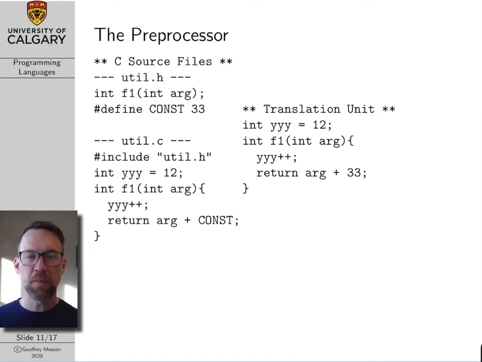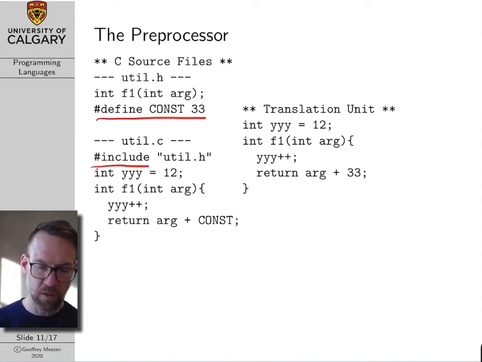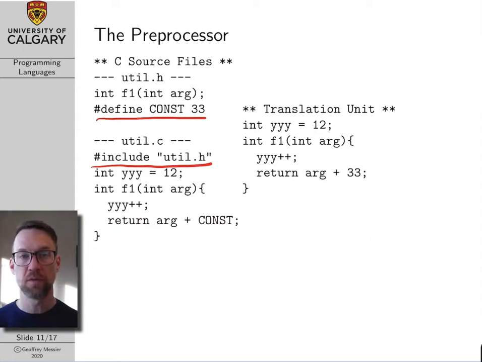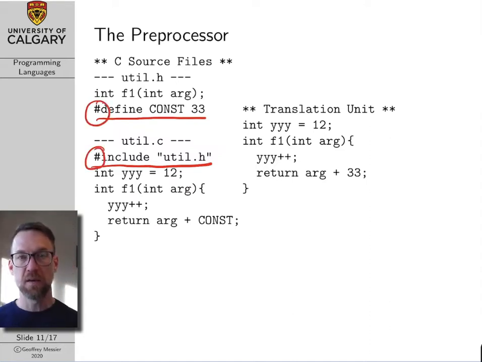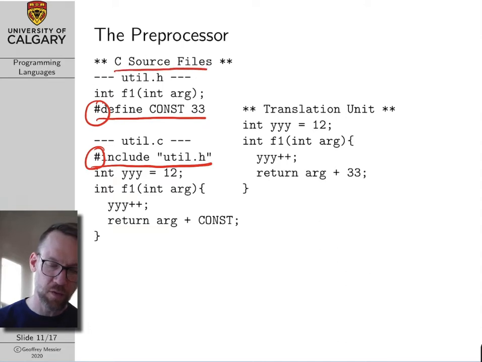But most people are most familiar with using the preprocessor to define constants and to include header files into different C or C++ source files. And so basically, whenever you see a hashtag in front of a command in a C or C++ file, that's a preprocessor command. And so all commands that start with hashtags are interpreted by the preprocessor. And so we start with a C or C++ source file, and then we translate. The preprocessor creates something called a translation unit.